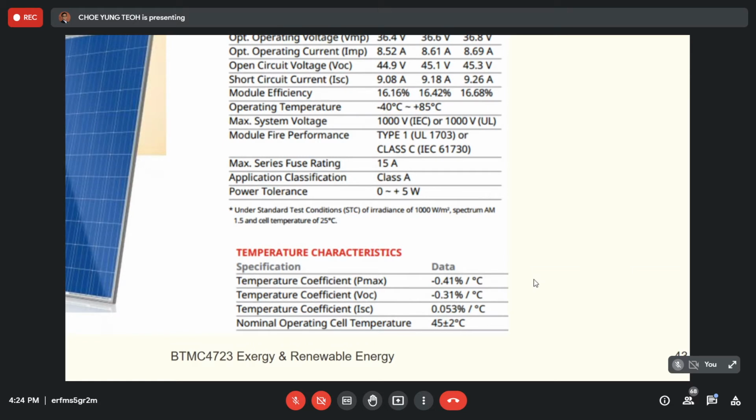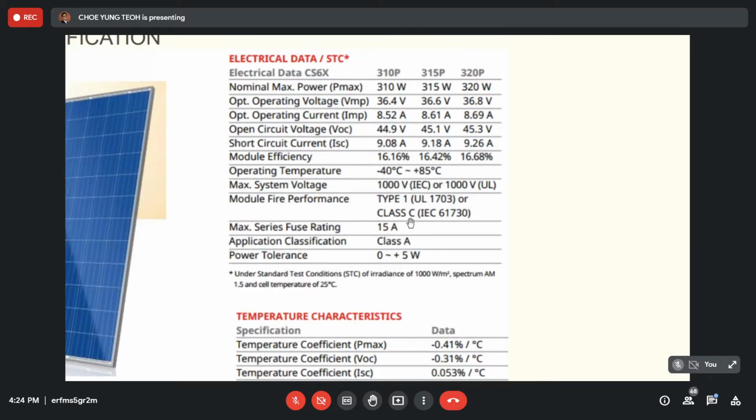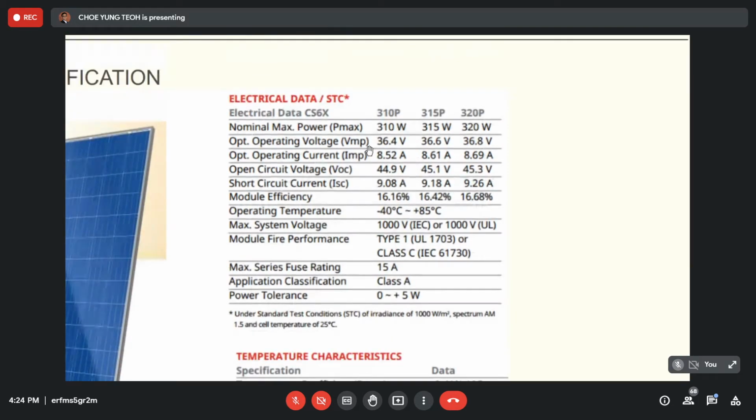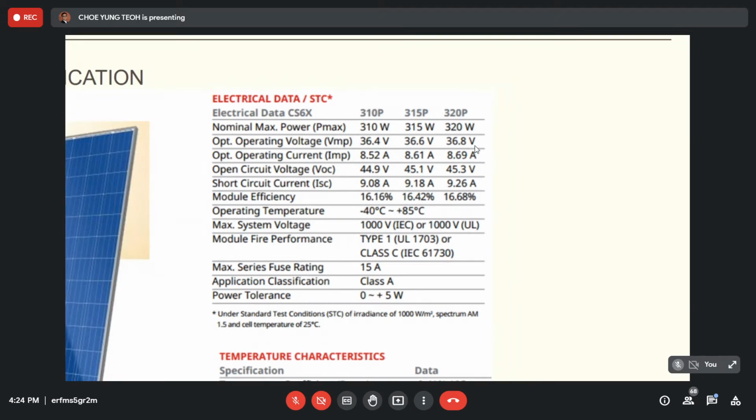So it means that the voltage will drop 14.35%. Then you multiply with the voltage at maximum power point. We use 36.8. So it should drop 5.28 volts. Okay, so 36.8 minus 5.28, then you will get the minimum voltage.